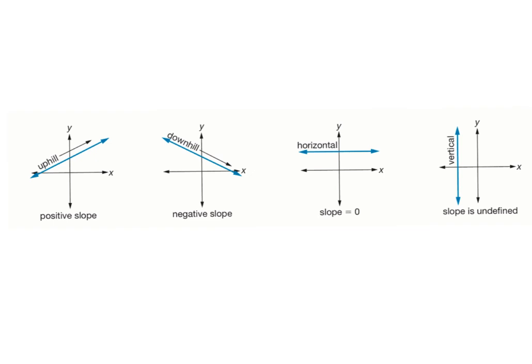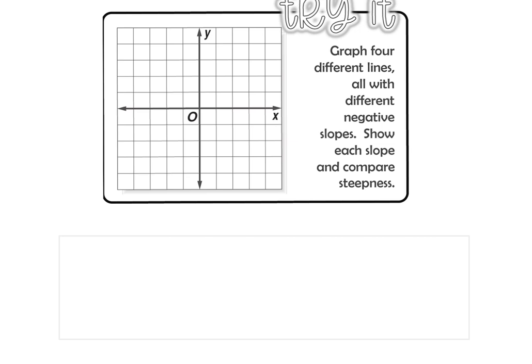Page 241. Uphill, and we're always talking left to right. So these are your four possibilities for your slope. Uphill is positive, downhill, negative, straight across, horizontal, zero slope, up and down, vertical, undefined slope. So for this one, you just want to draw four lines that all have negative slopes. Then figure out your slopes and compare them.